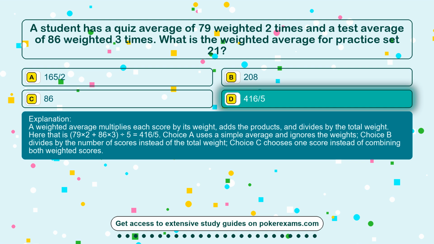Choice A uses a simple average and ignores the weights. Choice B divides by the number of scores instead of the total weight. Choice C chooses one score instead of combining both weighted scores.